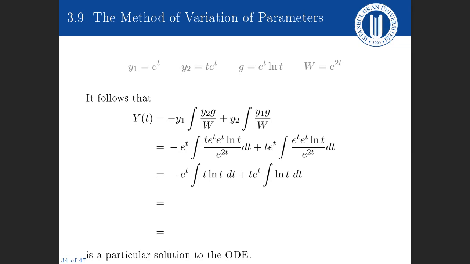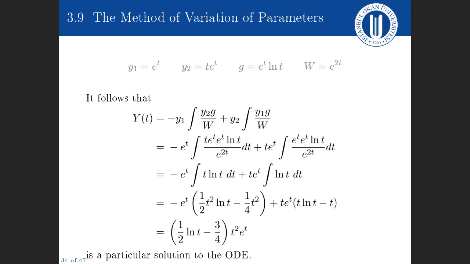Ultimately, we're doing the same amount of work using this method, but perhaps it's easier to understand what we're doing if we just start straight away with the formula. So we calculate these two integrals, and then we simplify. And you can check that we get exactly the same particular solution that we got using the previous method.